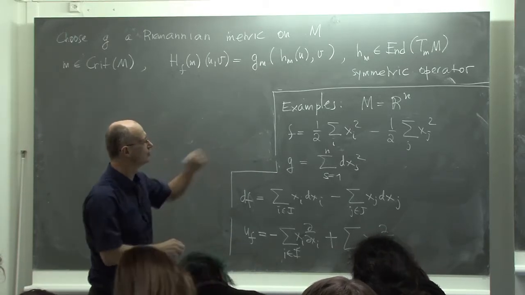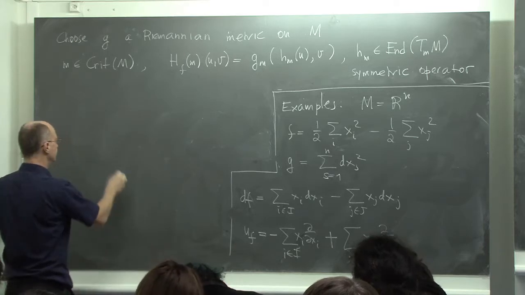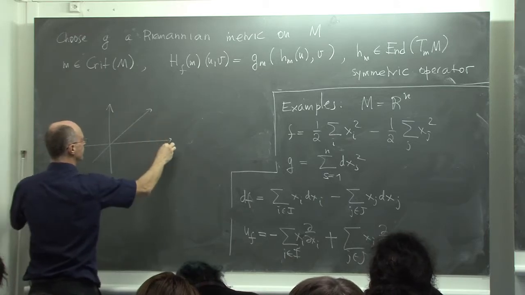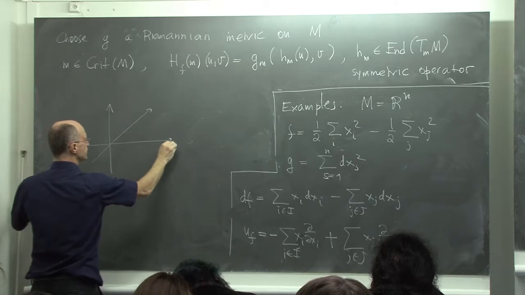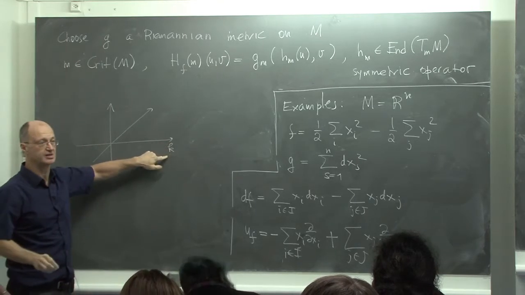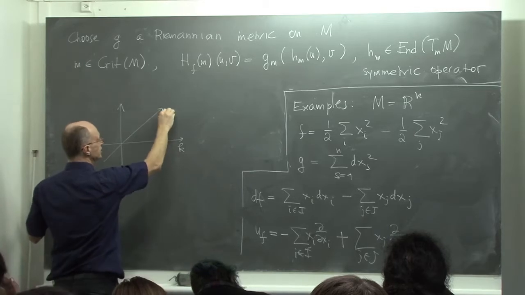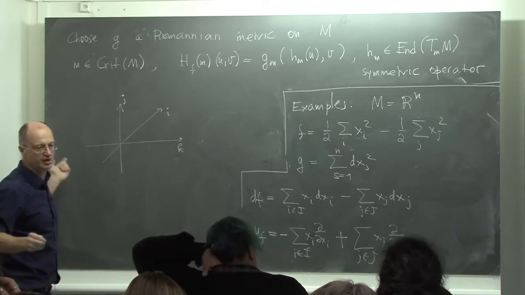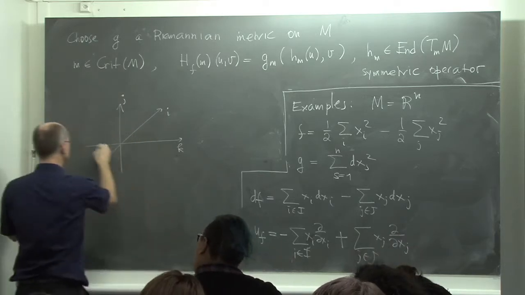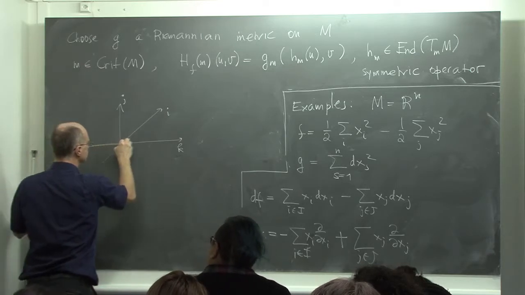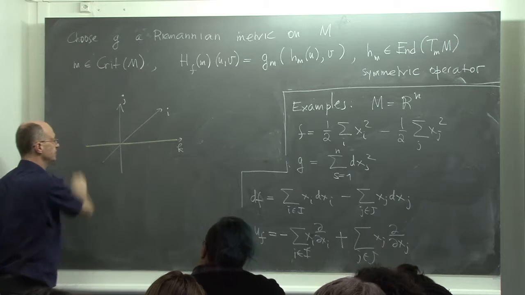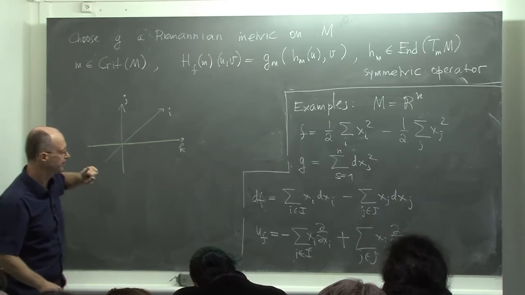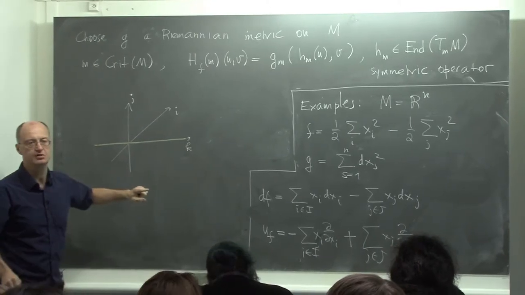Okay. Now, how would those stable and unstable manifolds look? Suppose this was K, so that's where nothing actually happened. This would be I, and this would be J, let's say. So the critical submanifold is this one. That's our F. Now what's the stable submanifold?